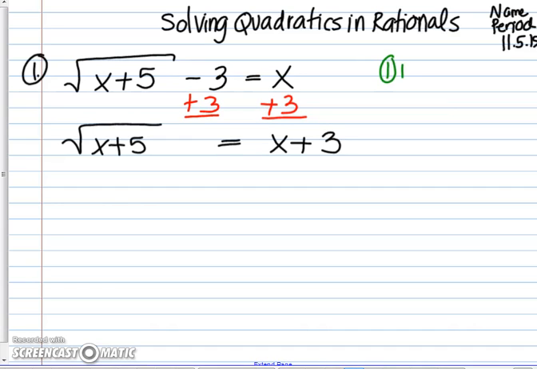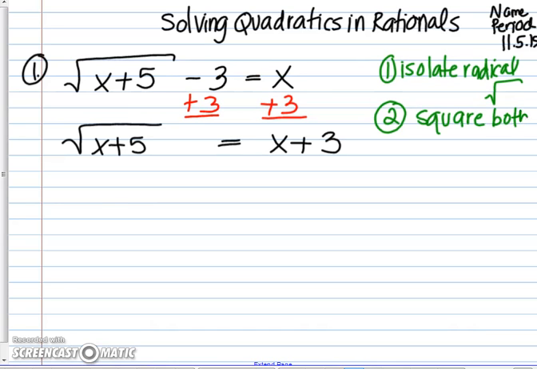Remember from our notes before, you always want to isolate the radical. The radical is the square root symbol. So in this case, our radical is by itself. So now we need to square both sides. Once you undo the square, then you have to solve for x. This is from our notes from yesterday. So now that I have the square root of x plus 5 isolated, I'm going to square both sides of the equation. Now, I'm not just going to square the 3, I'm going to square x plus 3.